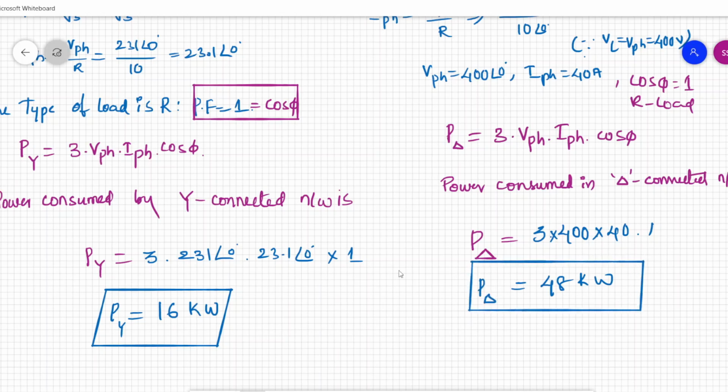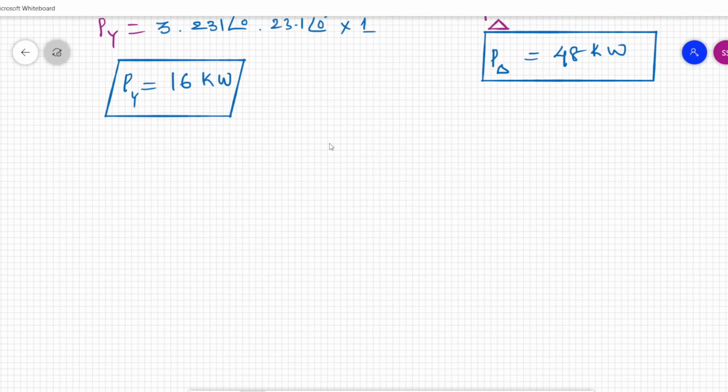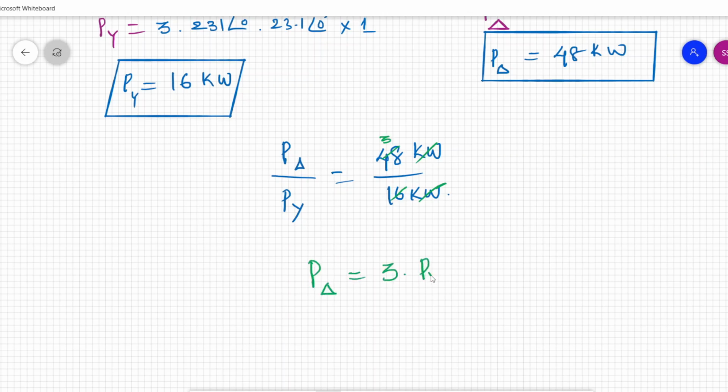Now I am going to compare the results of the star connected network and the delta connected network. If you divide P delta with P star, because P delta is higher, the power consumed in delta network is 48 kilowatts and the power consumed in star connection is 16 kilowatts. The kilowatts get cancelled, 16 times 3 is 48. So the power consumed in delta network is 3 times the power consumed in star network. This is a very important relation.